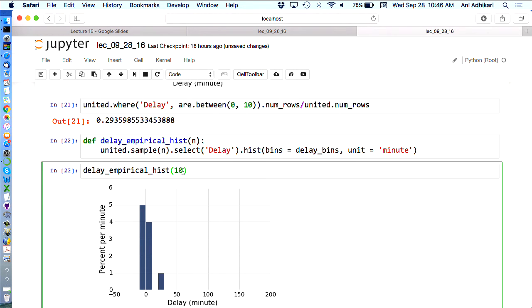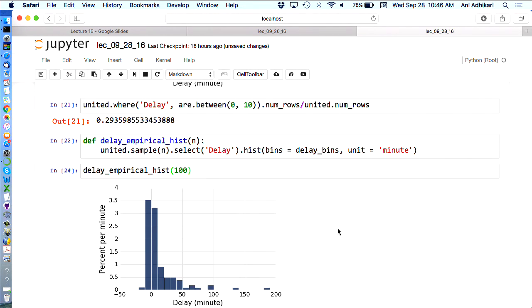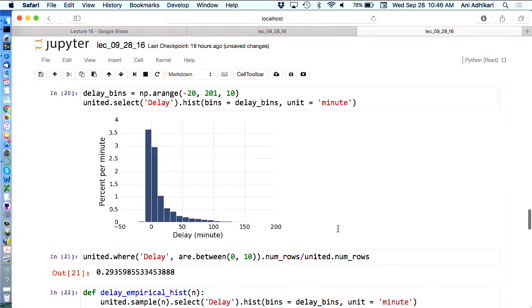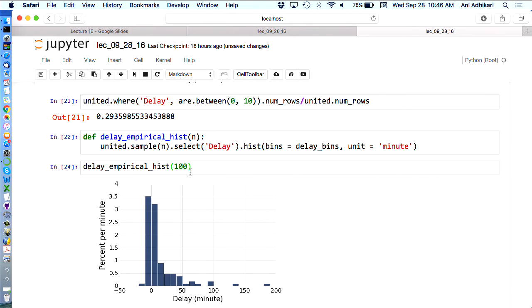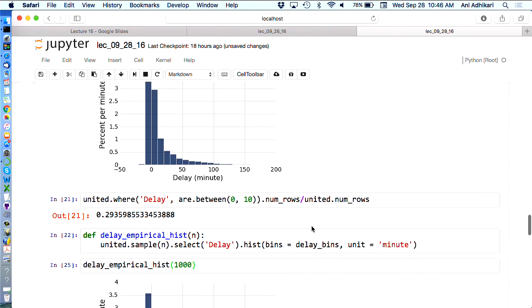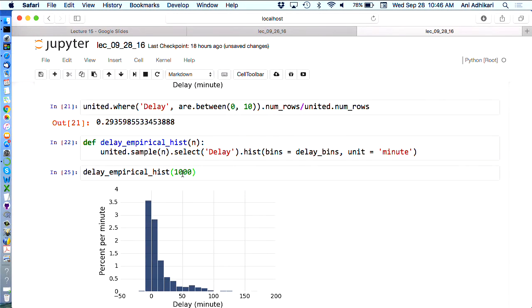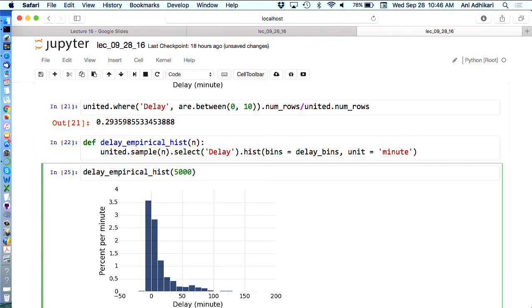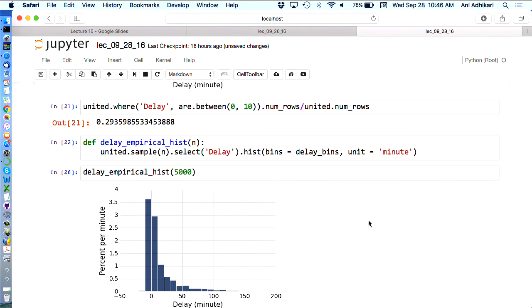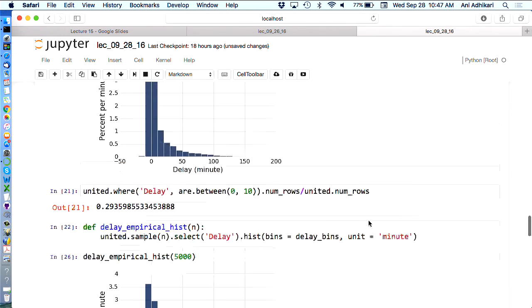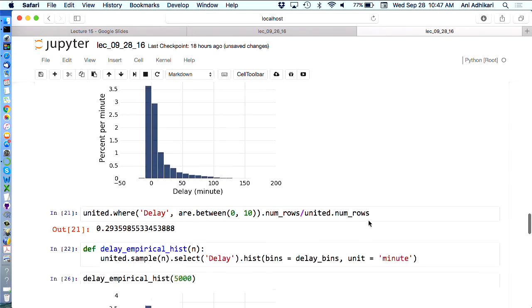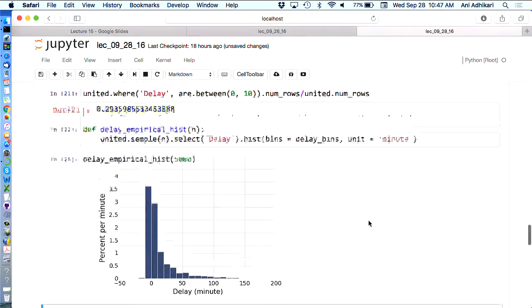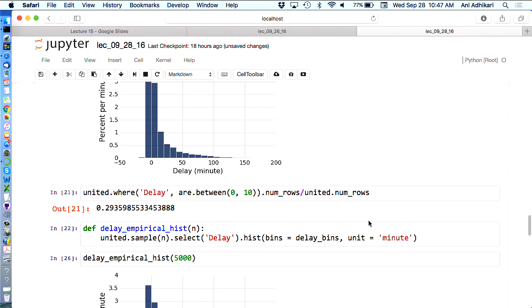And so if we increase sample size, better. It's trying to look like that. Sample size of 100, it looks more like that. You pick up more of these rare things. Sample size of 1,000, better still. Sample size, so that we don't have to wait too long, of 5,000. Your sample looks like that, and your population looks like that. Sample, population. Sample, population. Look similar?